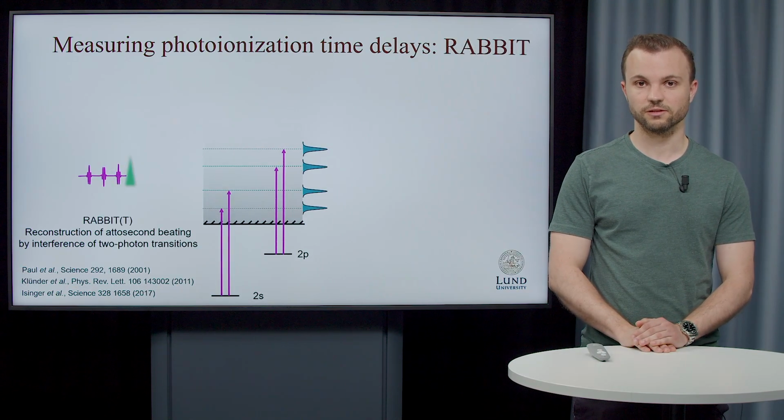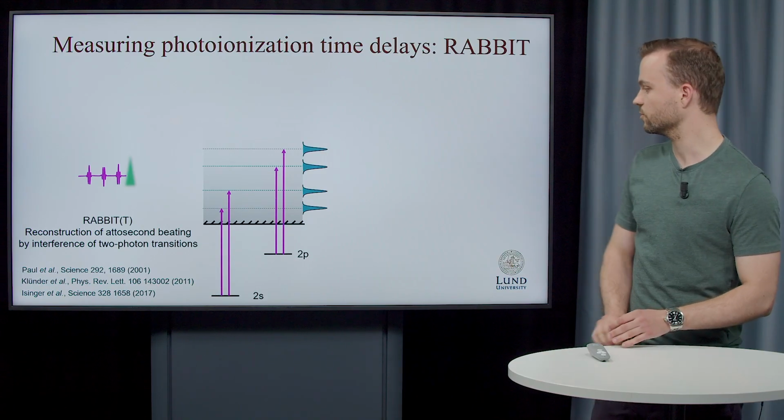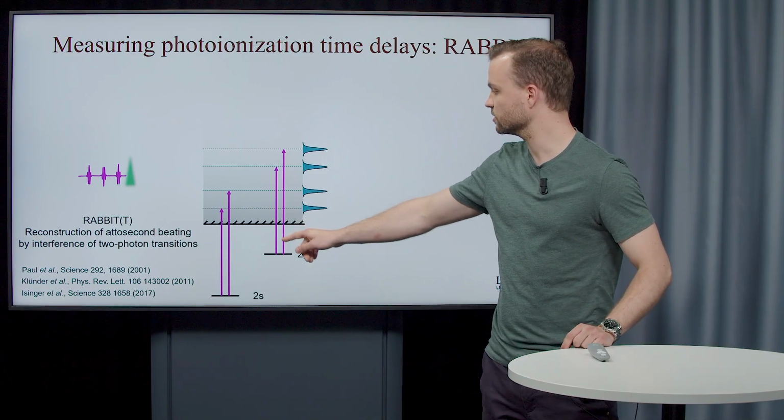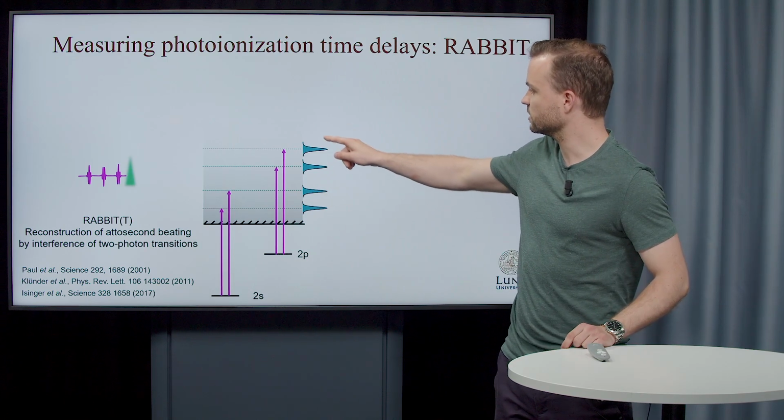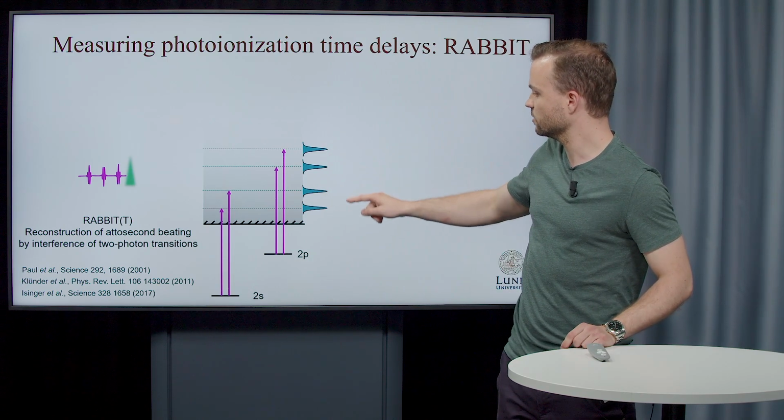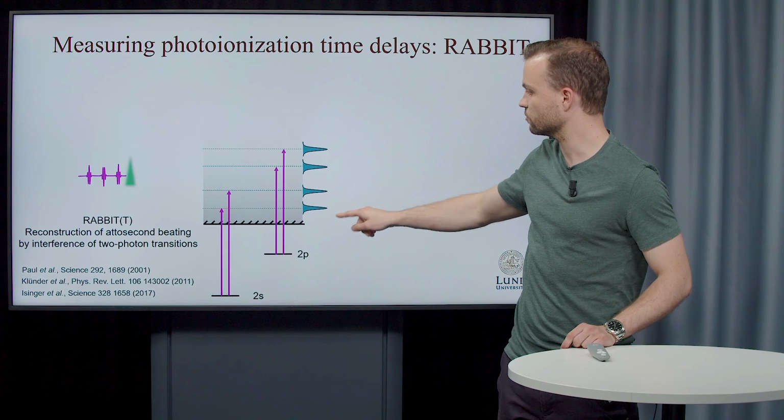An alternative method is the RABBITT technique, which stands for reconstruction of attosecond beating by interference of two-photon transitions. In this case, we use a train of attosecond pulses, which in the frequency domain corresponds to a comb of odd harmonics. Here, we only represent two harmonics, which in both cases will give rise to two photoelectron peaks, both for the 2p shell and for the 2s shell.